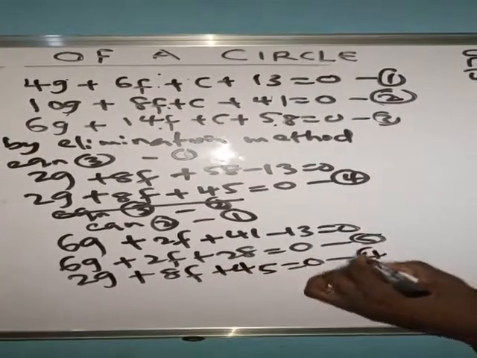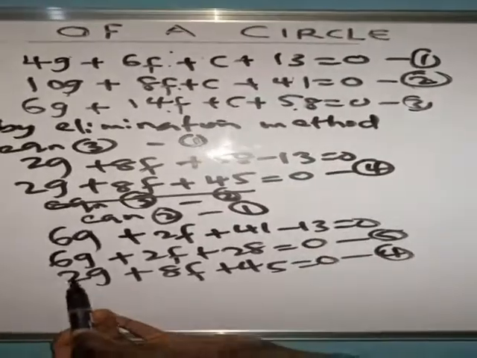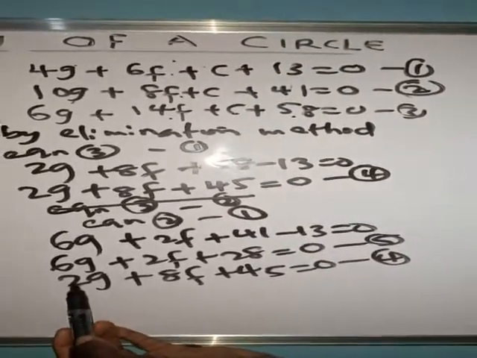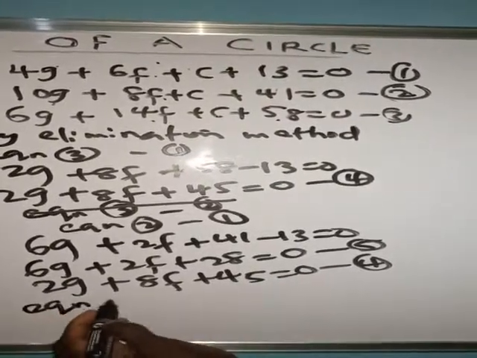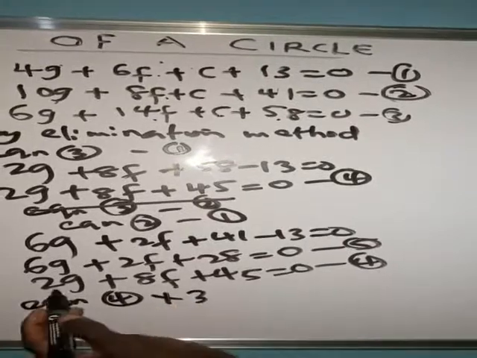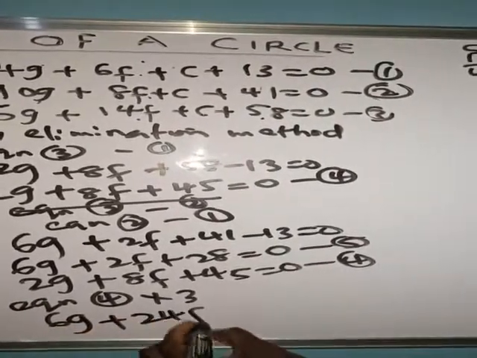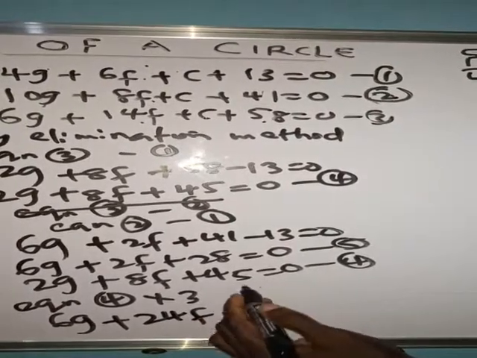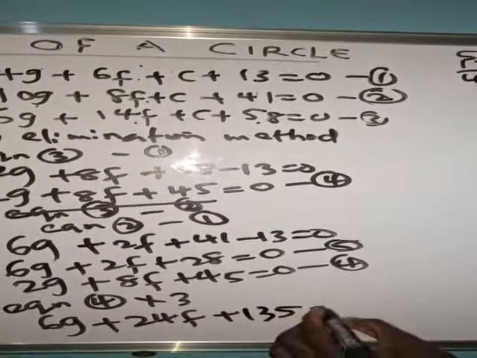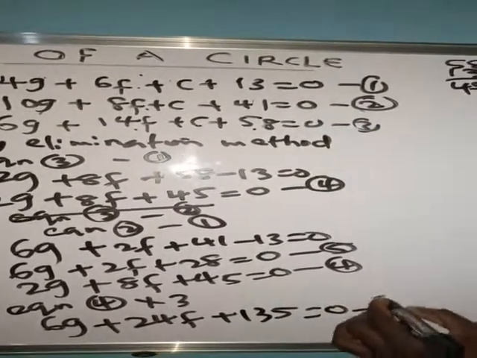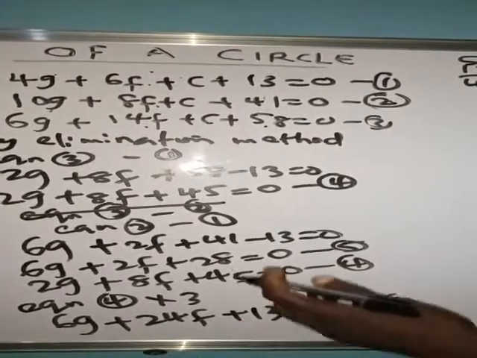This is equation 4. By elimination method, if you multiply equation 4 by 3, you make g 6, and you can eliminate g. So state your work. Equation 4 times 3. 3 times 2, that's 6g, plus 3 times 8 is 24f, plus 3 times 45: 3 times 5 is 15, carry 1, 3 times 4, 12 plus 1, 13, is equal to 0. This is a new equation 6. So I'll be solving equation 6 now and 5.